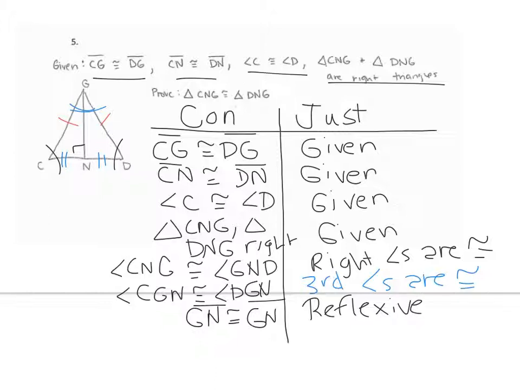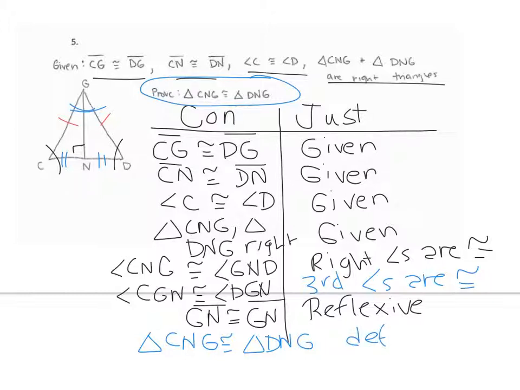So now I have 3 sides and 3 angles, so I can prove that triangle CNG is congruent to triangle DNG by definition of congruence.